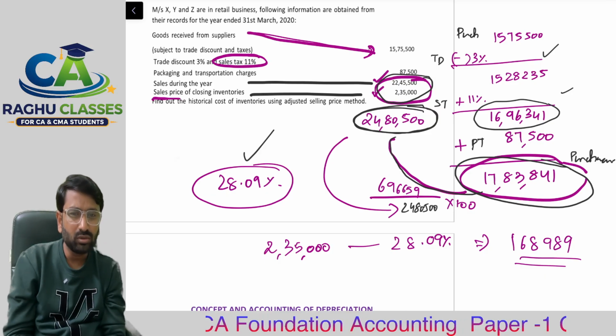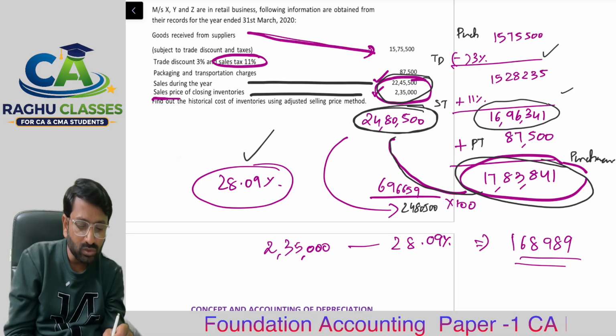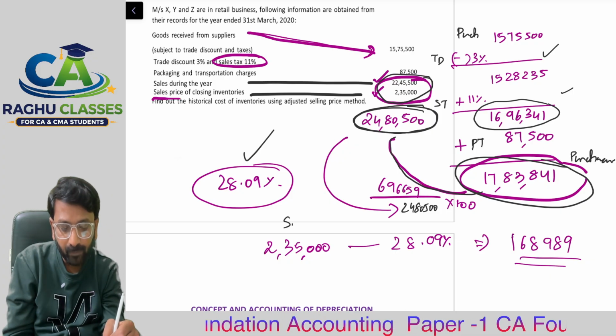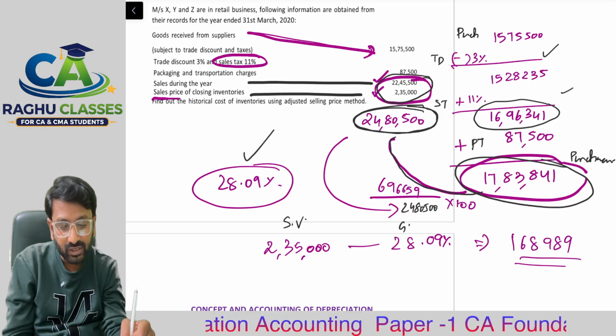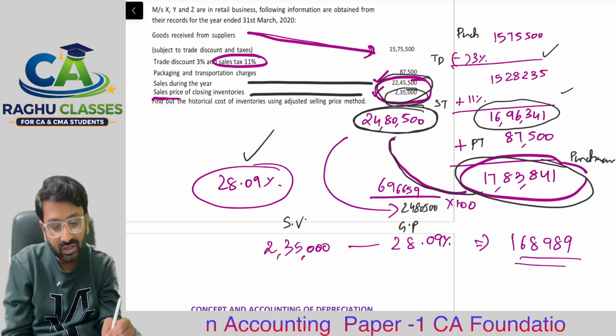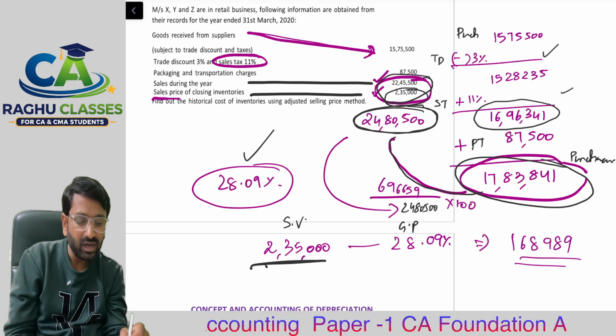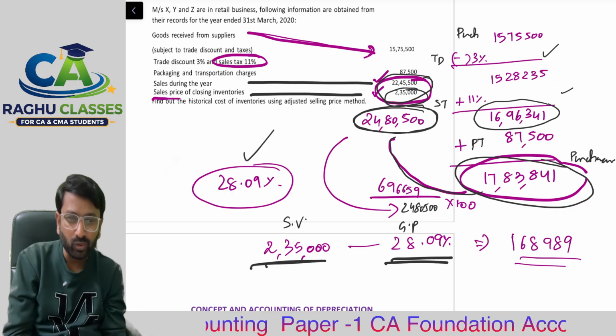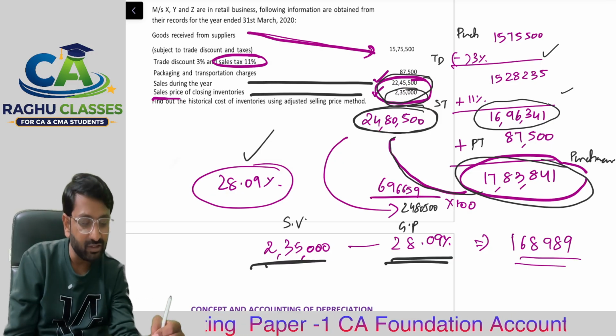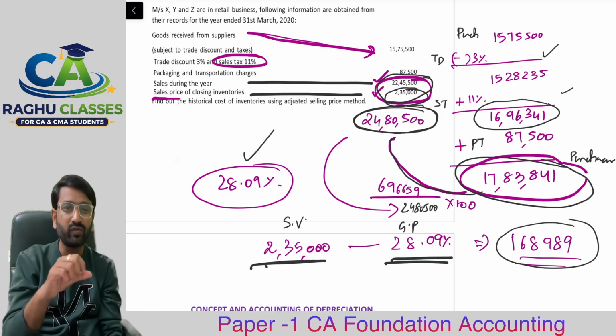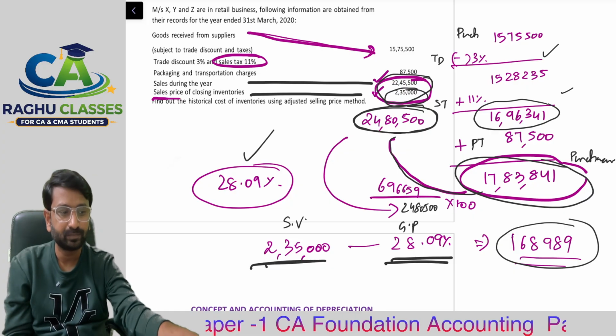Now find out the closing stock value. And how do you find out the closing stock value? Can I say sale value minus GP ratio? So we know the sale value is 2,35,000. From there, I'll remove gross profit ratio 28.09%, and that will give me the closing stock value. This is what we show in the balance sheet. Clear?